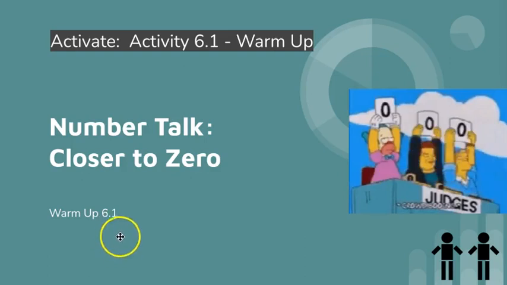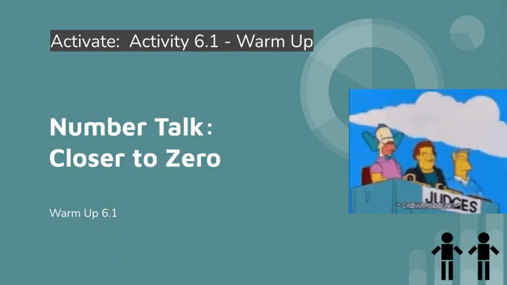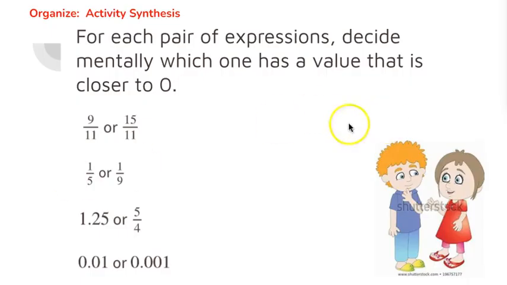And now we'll dive into a number talk closer to 0. So taking a look at these, which of those pairs is closest to 0? Yeah, in this first one, it's 9/11ths, right? Both of them are 11ths. You've got 15/11ths here, which means it is more than 11/11ths, 1 whole. And this is less than 1 whole, so it's closer to 0.